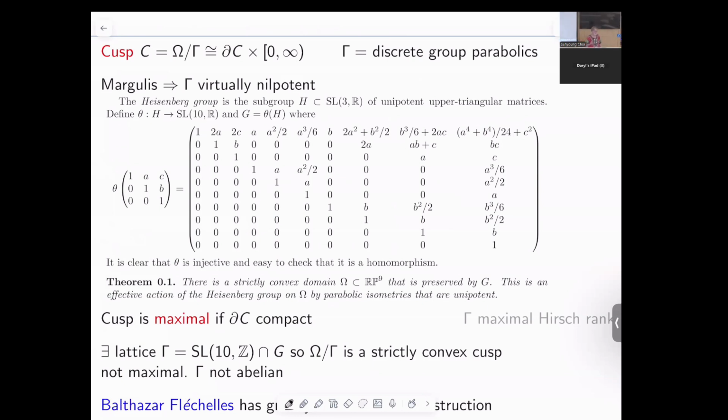Parabolic in this example means unipotent: all the eigenvalues are on the unit circle. So no hyperbolics.